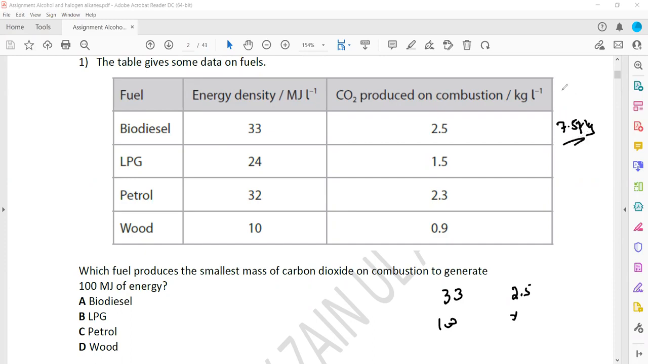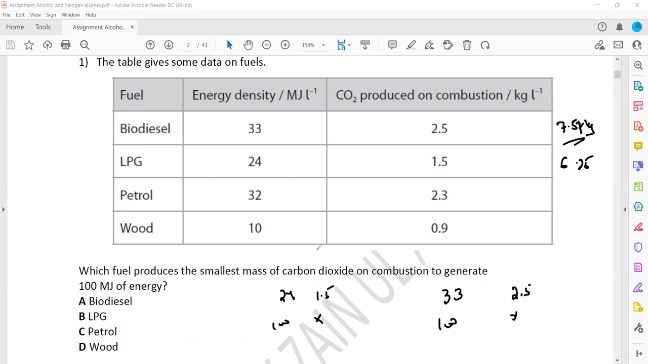That's for 100 megajoules. Same thing, if 24 is to 1.5, so 100 will be X. So it will be 100 into 1.5 divided by 24. So this will give us 6.25.